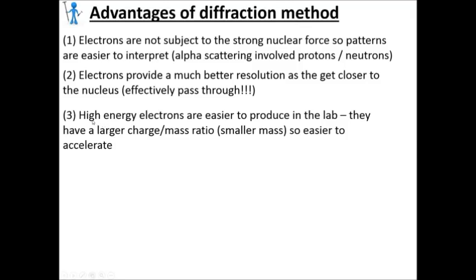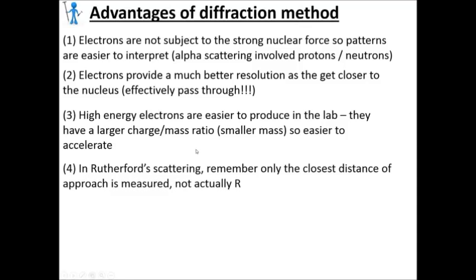A practical reason why it's better: high energy electrons are easy to produce in the lab, and as we know, they've got a large charge to mass ratio, so they're much easier to accelerate. They're highly charged with a small mass, so it's easier to get them moving effectively. And finally, in Rutherford scattering, remember, only the closest distance of approach is measured, not actually R. Here we are measuring the size of the nucleus, whereas in Rutherford scattering we are assuming the closest distance of approach is near to the size of the nucleus. So here we're not doing that, we're doing far better, we're measuring the actual size of the nucleus.